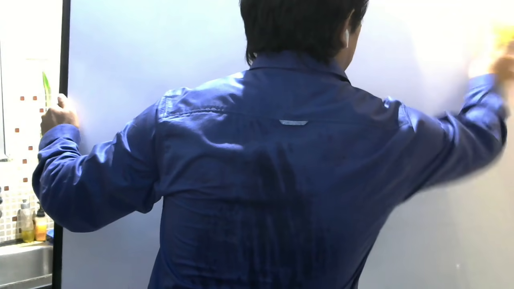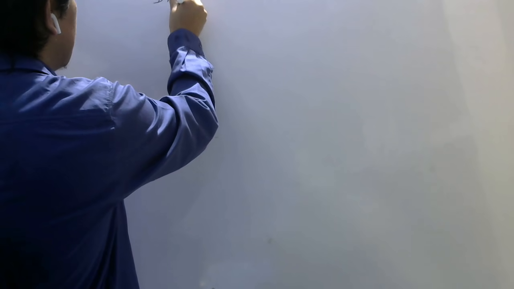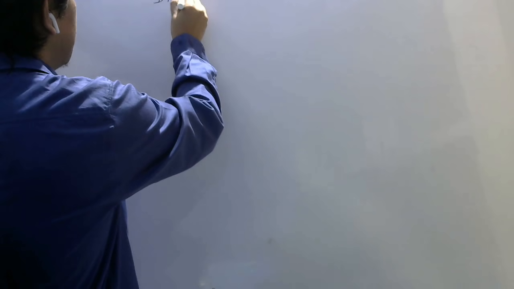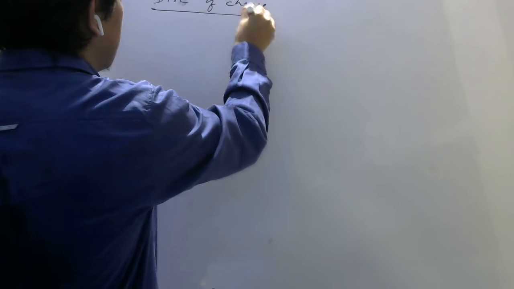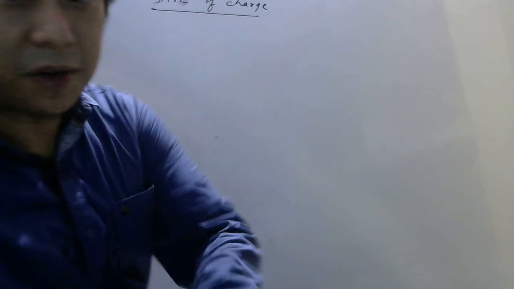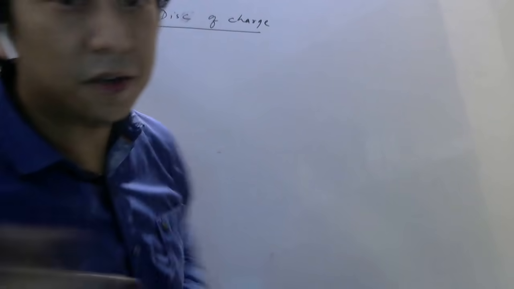So listen carefully. First I will tell you for a disk of charge. This line of charge, so we did the example, right? Okay, so let us see the disk of charge.